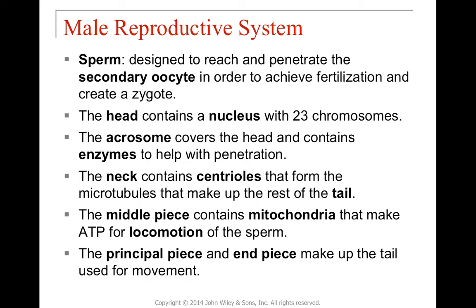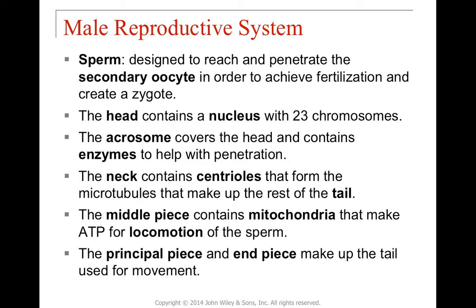Anyway, inside that tail, we have a middle piece and also a principal piece and an end piece. So the middle piece is going to have the mitochondria that make ATP, responsible for locomotion of the sperm. So sorry guys, during the fertilization event, all of your mitochondria are lost. This is why all of your mitochondrial DNA follows your maternal lineage, because it only ever came from your mother's egg, and from her mother's egg, all the way on, because in the fertilization event, only the head gets in and none of the tail does.